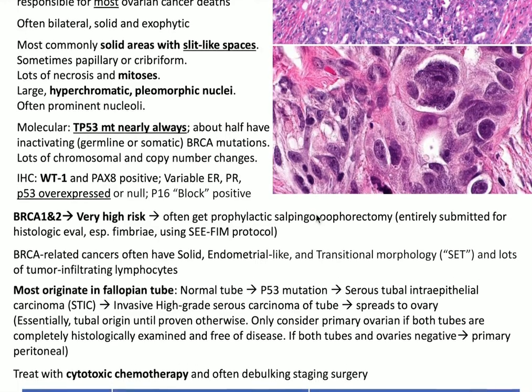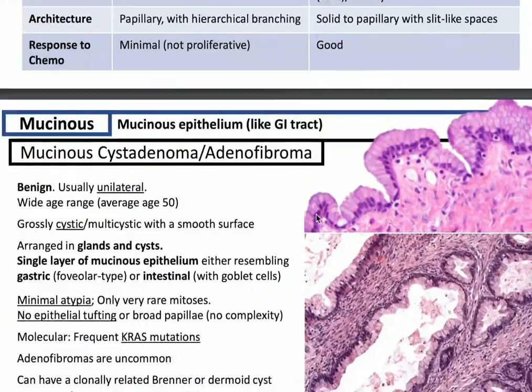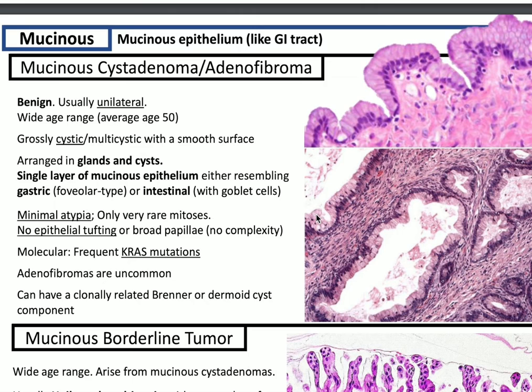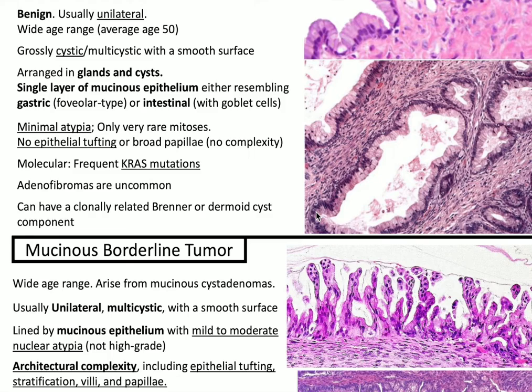And if you have BRCA, you're at very high risk for this, and it originates from the fallopian tube. Mucinous cystadenoma, benign, arranged in glands and cysts, single layer of mucinous epithelium, gastric or intestinal, minimal atypia.